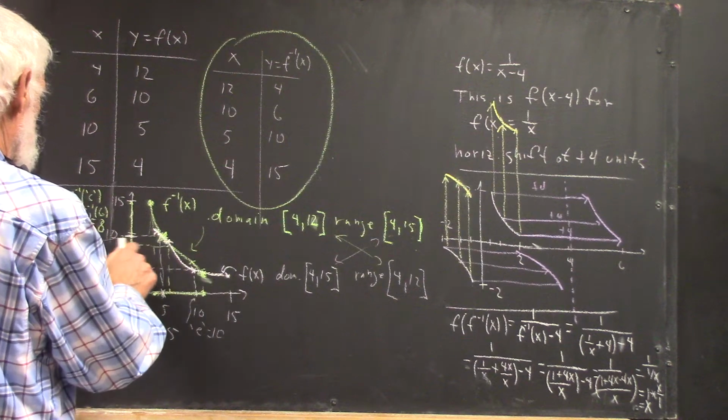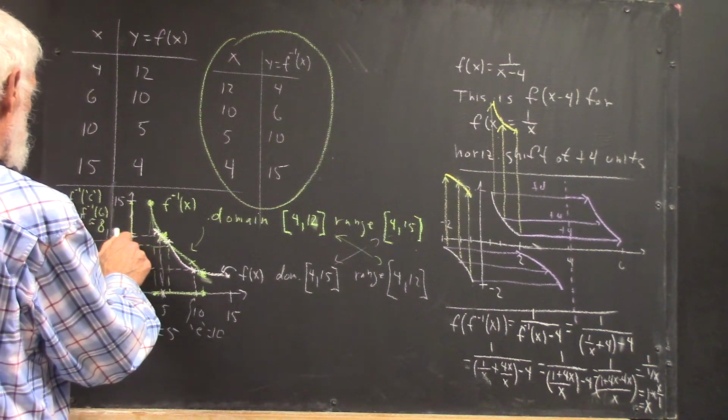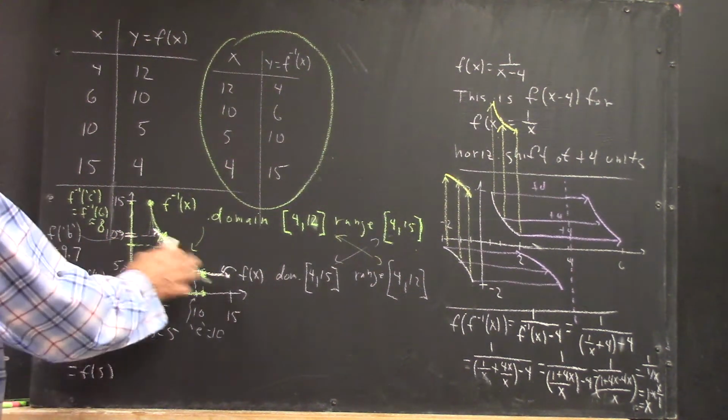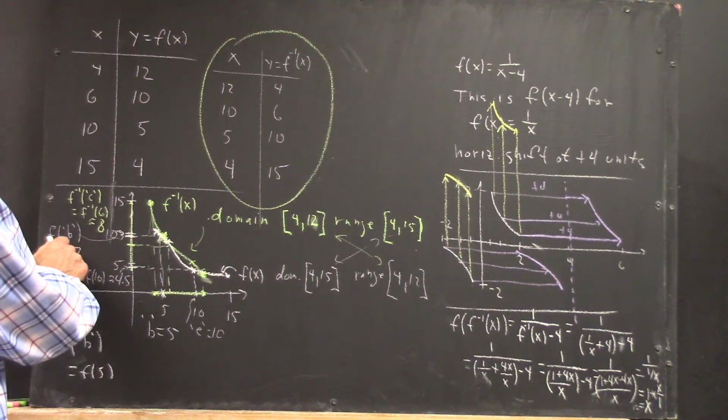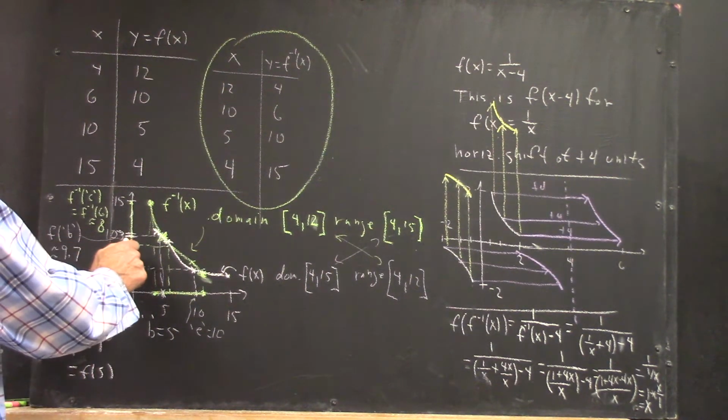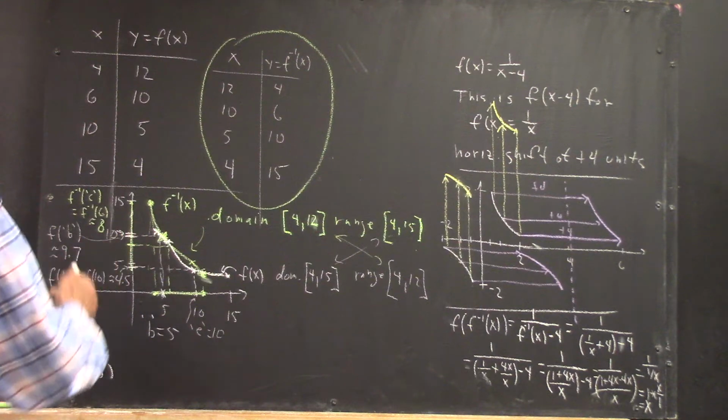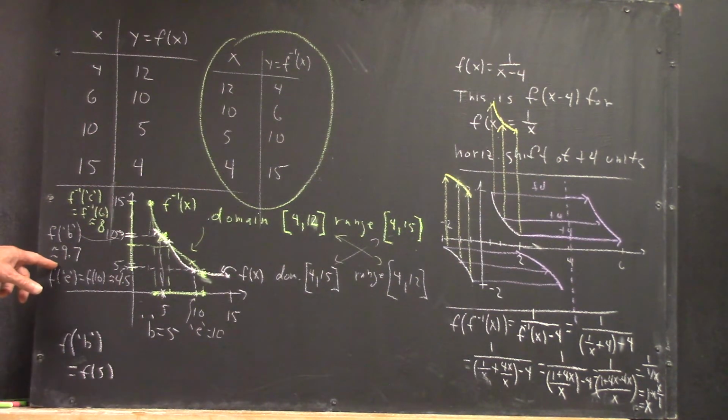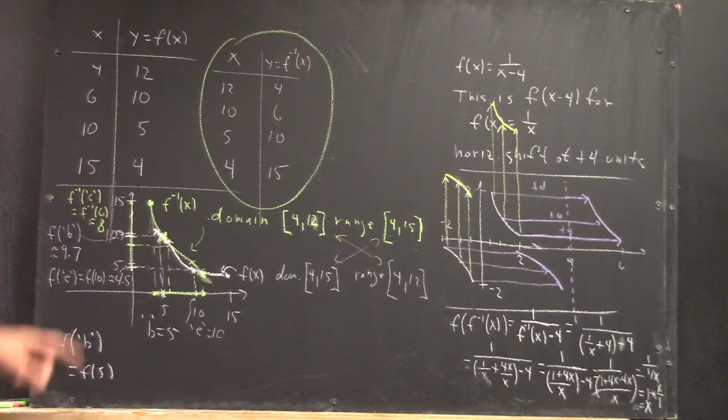And if I do an honest estimate, this was 10 here. A little hard to read, the board's a little rough. f of b, which is f of 5, would be here, just a little less than 10. So I'm estimating 9.7. Doing an honest estimate of my graph. That's probably not very accurate, but according to the way my graph is drawn, that's probably not too far off.